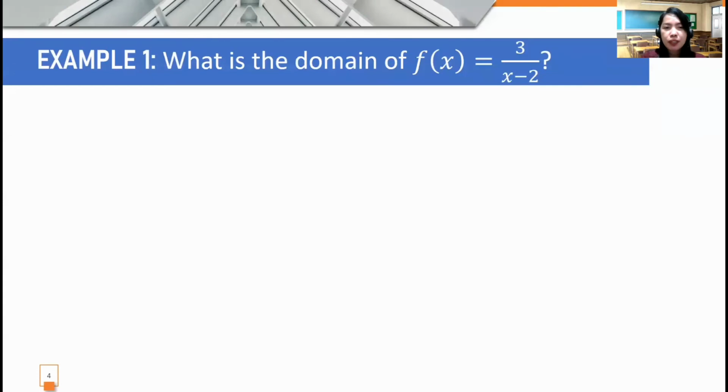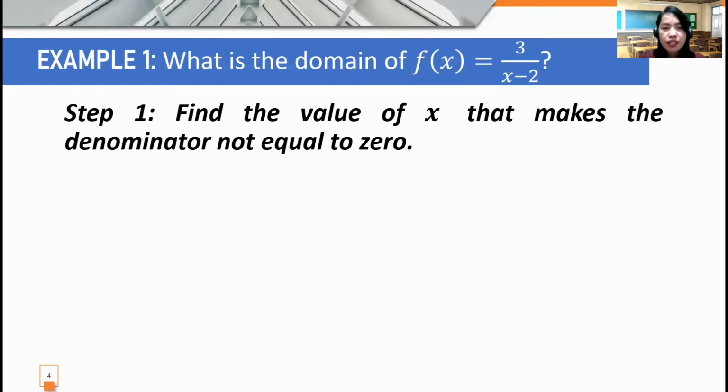Let's have example number 1. What is the domain of f of x equals 3 over x minus 2? To get the domain of this rational function, let us first find the value of x that makes the denominator equal to 0. To do that, let's take note of the denominator of the given rational function, that is x minus 2. After getting the denominator, you have to equate that to 0.